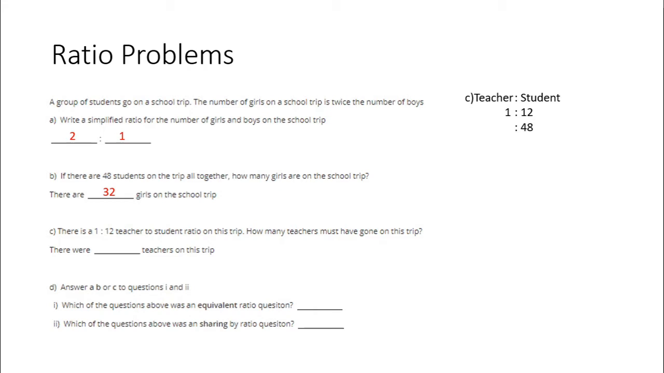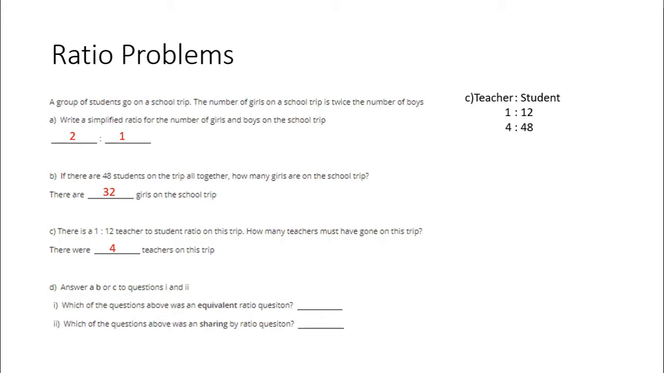It's not the same ratio as above, the 1 to 12, but it is equivalent to the one above. That means whatever I did to the student side to get from 12 to 48, I need to do the teacher side as well. I multiplied the student side by 4. 12 times 4 makes 48. So I need to multiply the teacher side by 4. 1 times 4 makes 4. There were 4 teachers on this trip. Question D just asks us to go back over what we've just done.